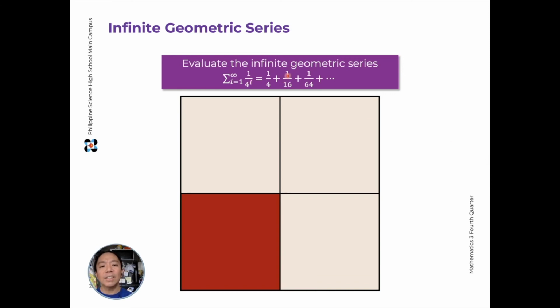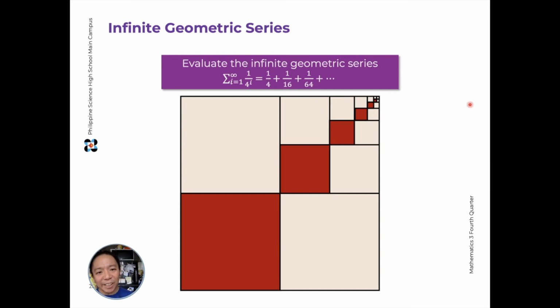Now 1 over 16 is 1/4 of 1/4. So this is 1/4 and 1/4 of it is 1 over 16 of the whole thing. So I'll shade that as well. 1 over 64 is 1/4 of 1/16. So this is 1 over 16. I'll shade 1/4 of that. And so on. We'll just keep dividing the smaller and smaller squares into 4 and shading 1/4 of each square. And so on all the way to infinity.